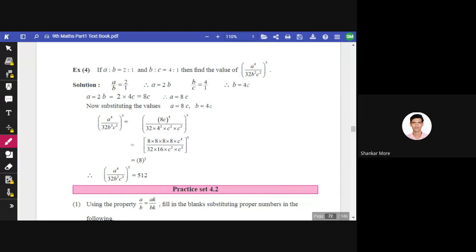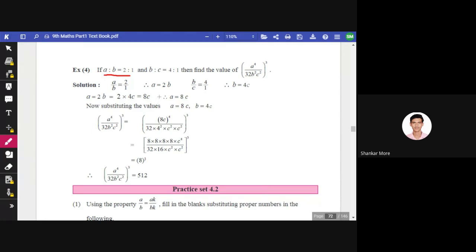Okay, so यहाँ पे see a by b is equals to 2 by 1 दिया है, मतलब a is equals to 2b होगा. And b by c is equals to 4 is to 1 दिया है, मतलब 4 by 1, तो b is equals to 4c होगा. Okay, so a is equals to 2b, that is equals to 2 into 4c, that is equals to 8c. Now what we are doing exactly here, हम यहाँ पे कर क्या रहे हैं?